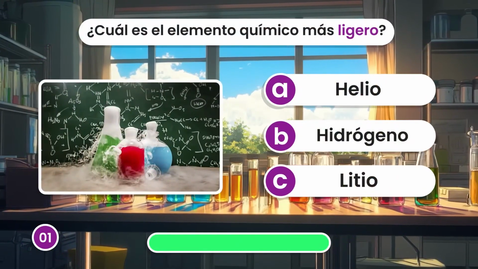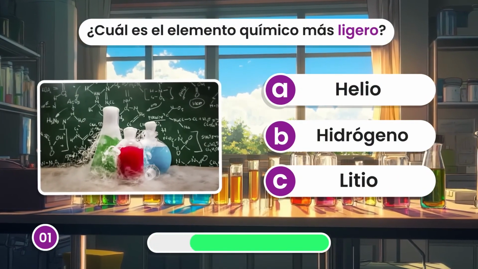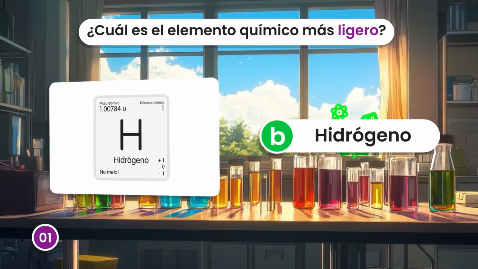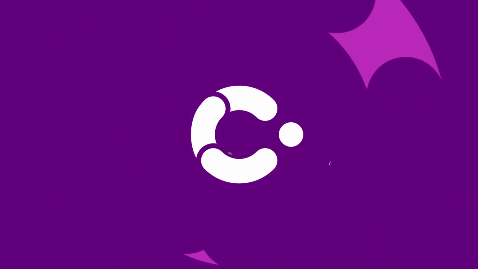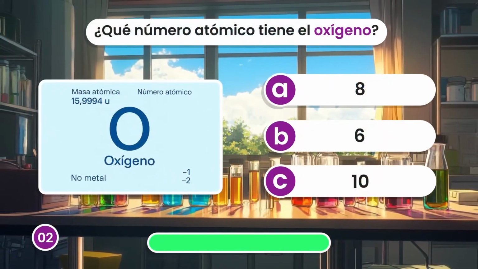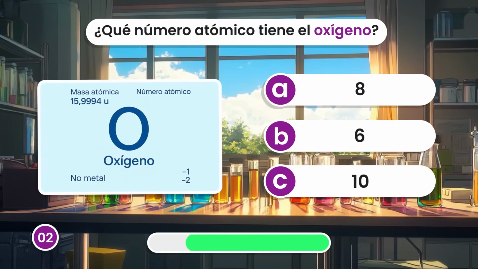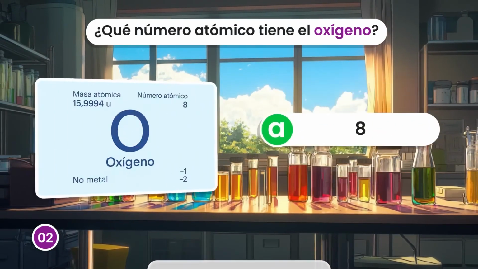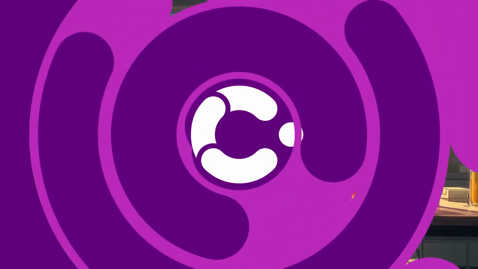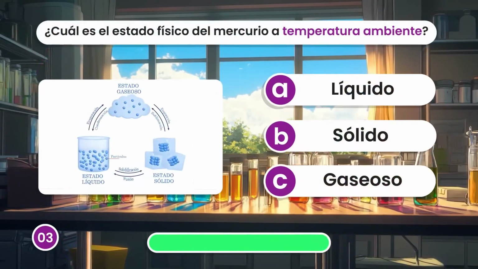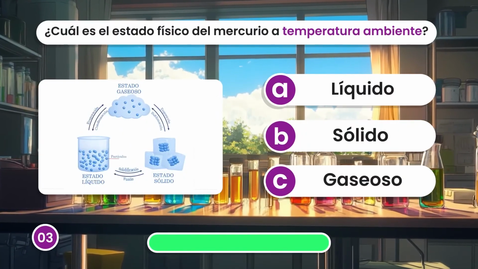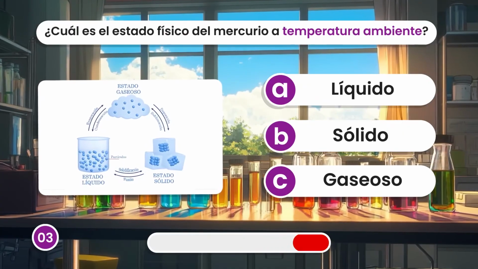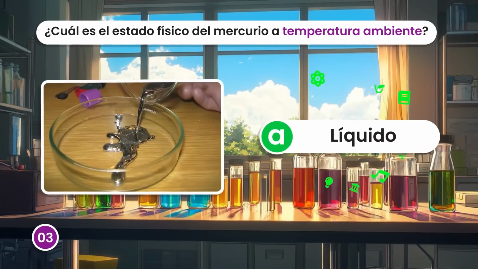What is the lightest element? Hydrogen. What's oxygen's atomic number? 8. What is the physical state of mercury at room temperature? Is it liquid?